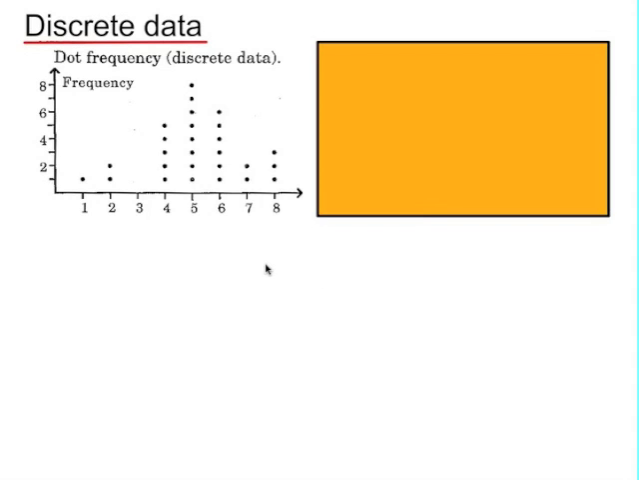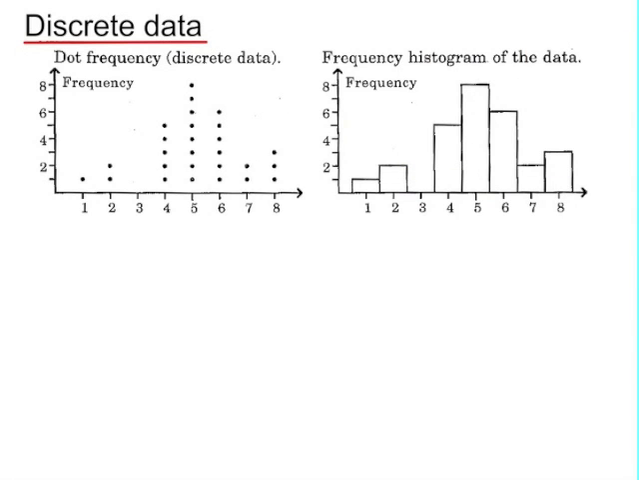Now, as I mentioned earlier, it is possible to represent discrete data with a frequency histogram. It would be important to give a context for the data so that we know whether it's discrete or continuous. However, in most cases, a dot frequency diagram is more appropriate for discrete data, whereas a histogram is more appropriate for continuous data.